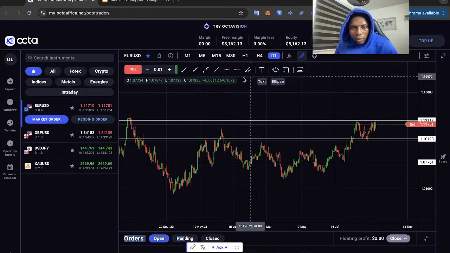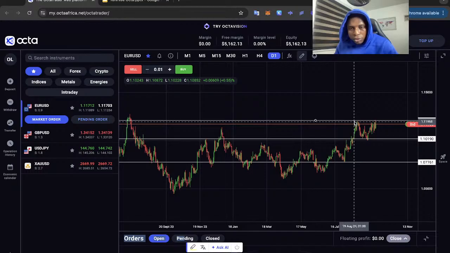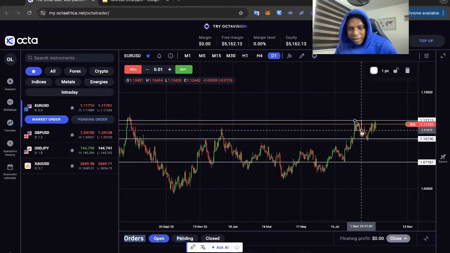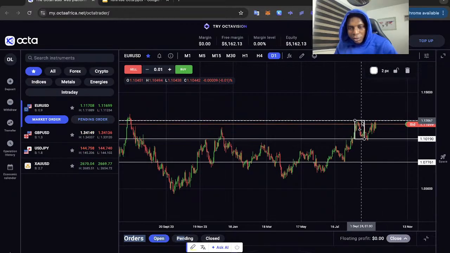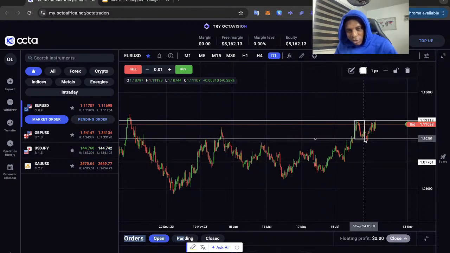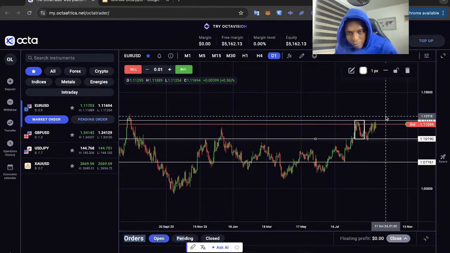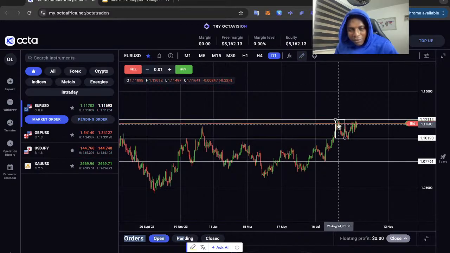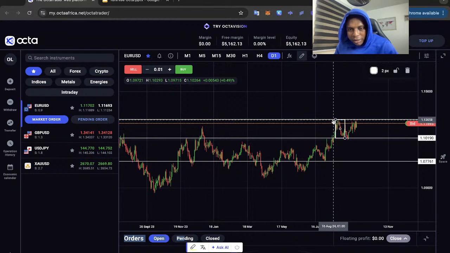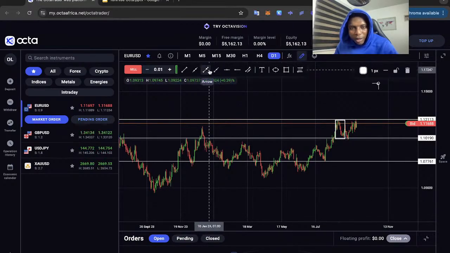chart. So we can see the pullback here. All right, good. So we can see the pullback that happened here. Now after which we saw that price began to move upwards. So after the pullback happened here, we saw price begin to move back upward.